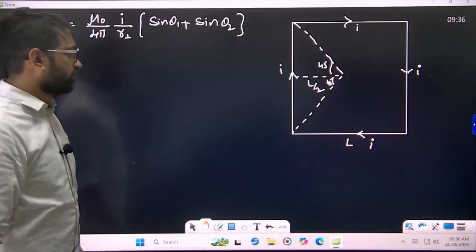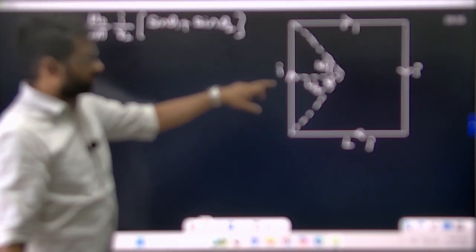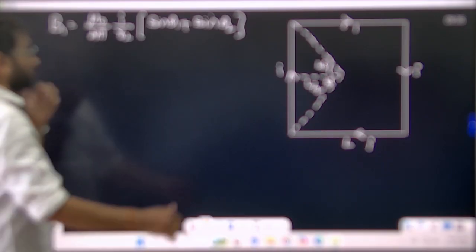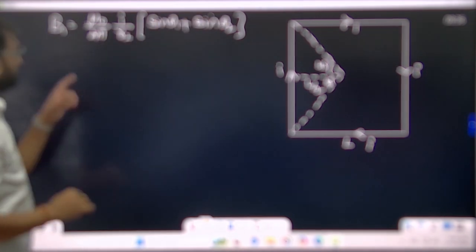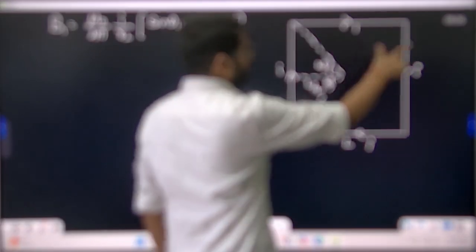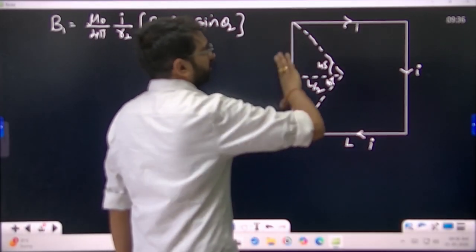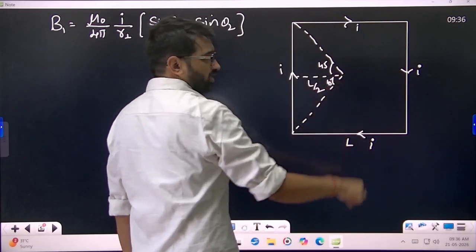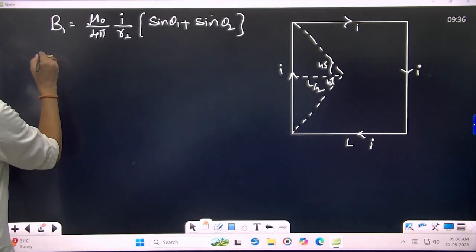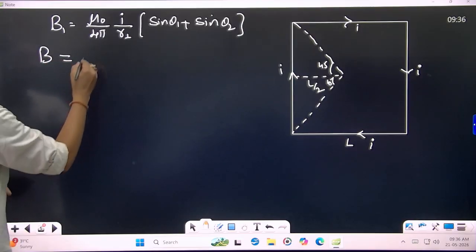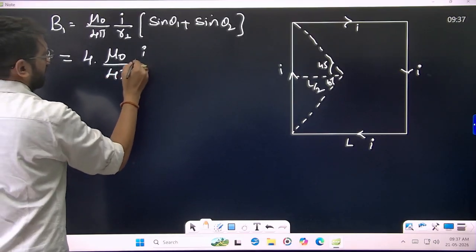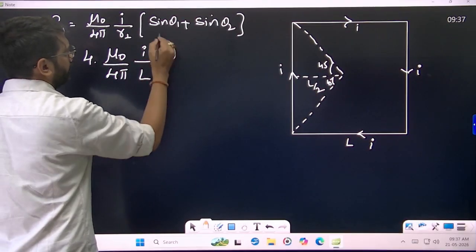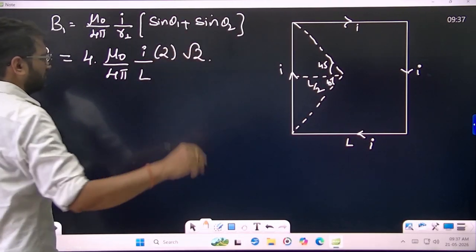So let us now substitute. R perpendicular is L by 2, sin 45 is 1 by root 2, sin 45 is 1 by root 2. 1 by root 2 plus 1 by root 2 is 2 by root 2, which is root 2. This is due to one wire. Due to all these wires, the field gets added up because this is a continuous loop, and the field is inwards. So the net field is equal to 4 into mu naught by 4 pi into I by R perpendicular, which is L by 2, into root 2. This is the magnetic field.